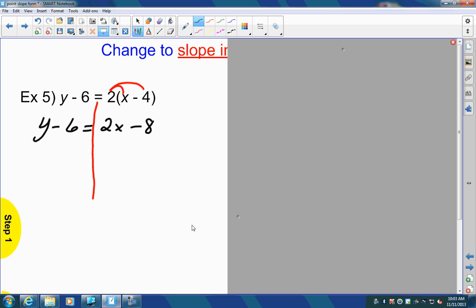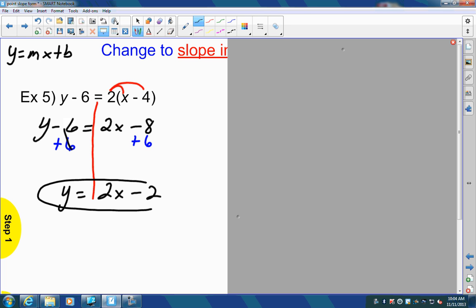Now, to get it into slope-intercept form, remember, that's y equals mx plus b. We got to get y by itself. So I'm going to add 6 to each side. And I get y equals 2x minus 2. Right here, there it is. I know that my slope is 2 and my y-intercept is 0, -2. Now I can graph it.